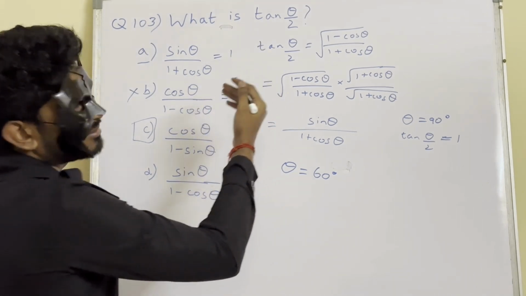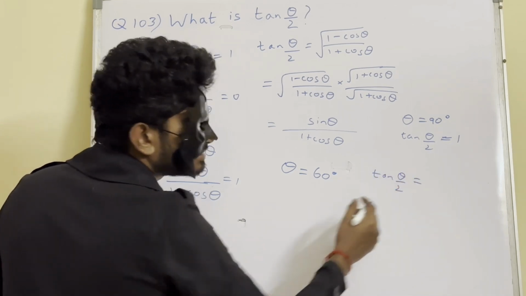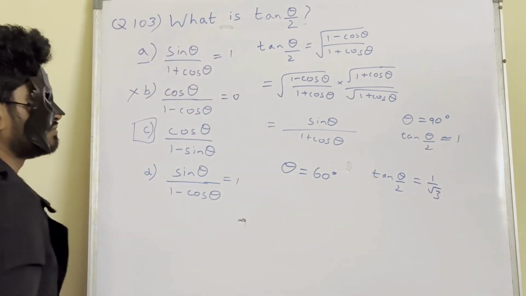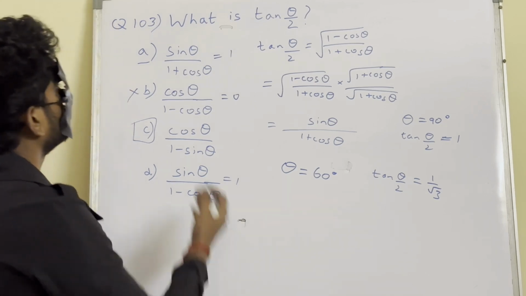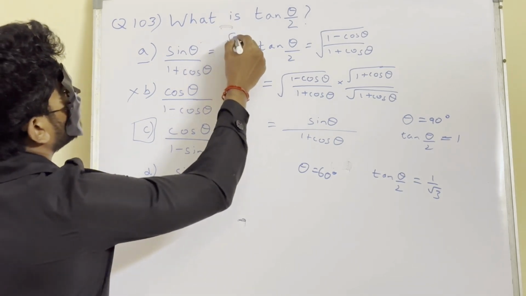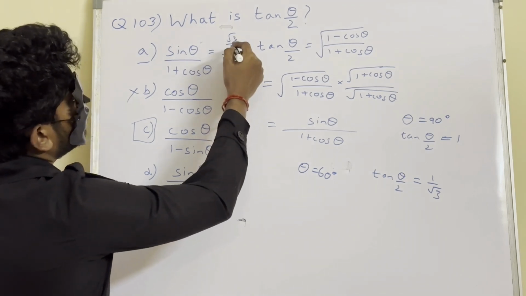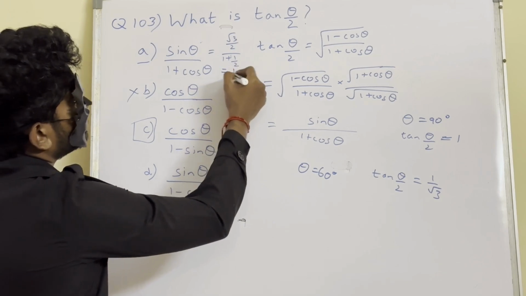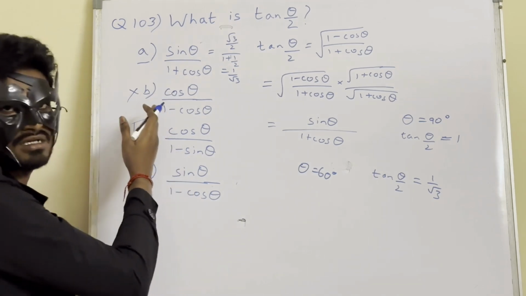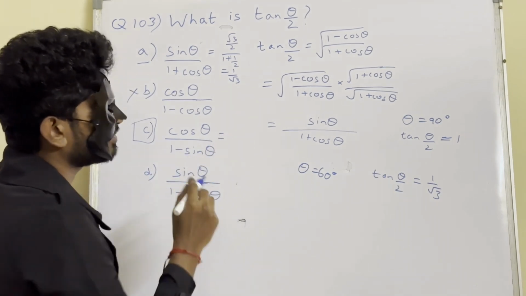Tan 60 by 2 is nothing but tan 30, which is equal to 1 by root 3. Now substituting all these equations, for option A it will be nothing but sin 60, which is root 3 by 2, by 1 plus 1 by 2, which is nothing but root 3 by 2 by 3 by 2, which is nothing but 1 by root 3. So option A is matching. And now here this option was already eliminated by putting theta equal to 90, so we will not check this option. In C we have already put that on hold.